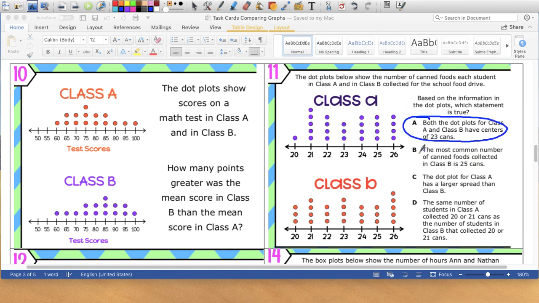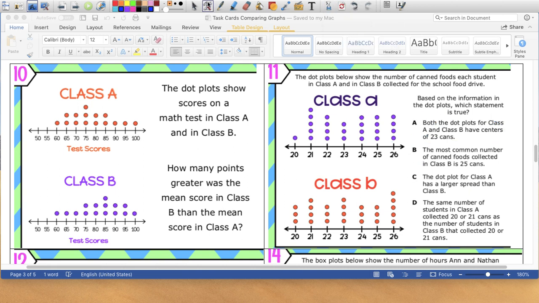Class B says the most common number for Class B is 25. Is that true? No, the most common number was 26. So that's not true. The dot plot for Class A has a larger spread than Class B. This goes from 20 to 26, and this goes from 20 to 26. It's not bigger. It's the same. Okay, so we can even stop there and we know that the answer is A.